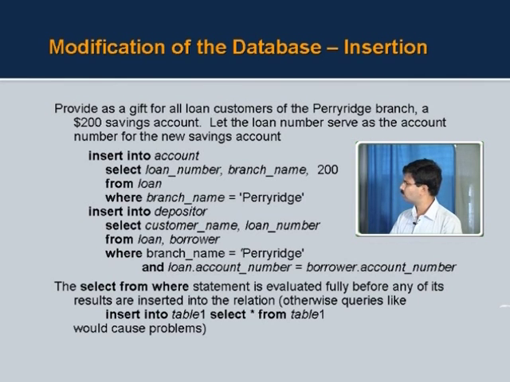And now we also need a corresponding thing in the depositor. So customer name, loan number, this is the same thing. In this case, the loan number becomes the account number, which we have also used here. Except here, we had to do one more step, because to get the customer name, we had to join with loan number. So this query actually does a join, whereas this one did not need to do a join. All the attributes were available in loan itself.